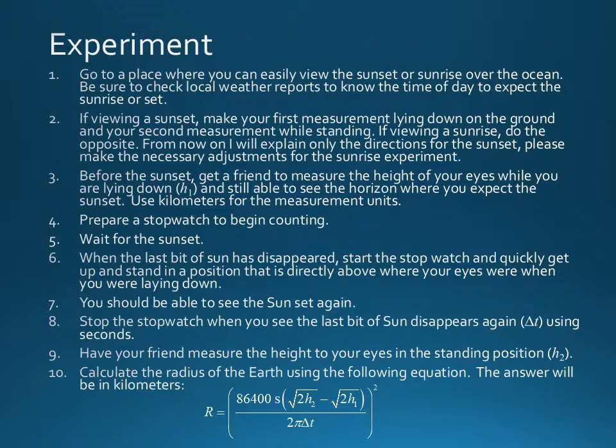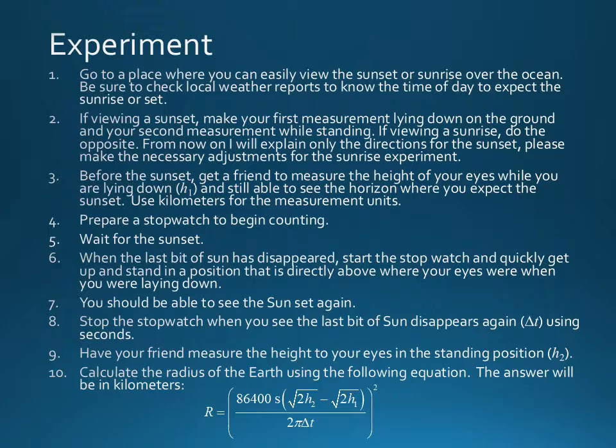From now on, I will explain only the directions for the sunset. Please make the necessary adjustments for the sunrise experiment. Before the sunset, get a friend to measure the height of your eyes while you are lying down and still able to see the horizon where you expect the sunset. Use kilometers for the measurement units. Prepare a stopwatch to begin counting.